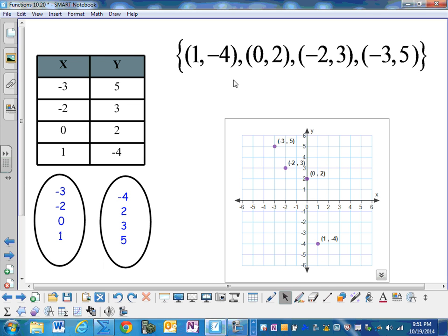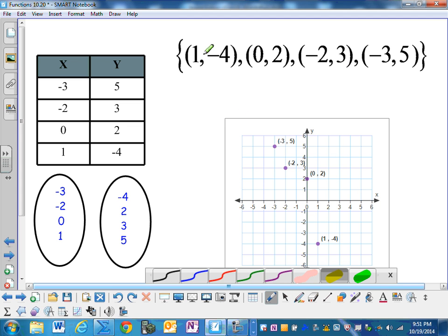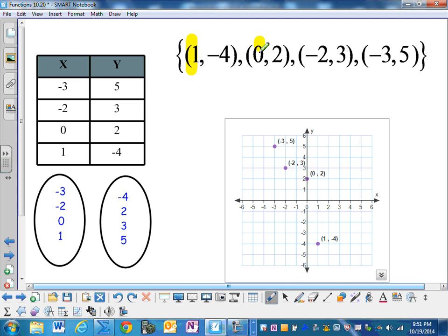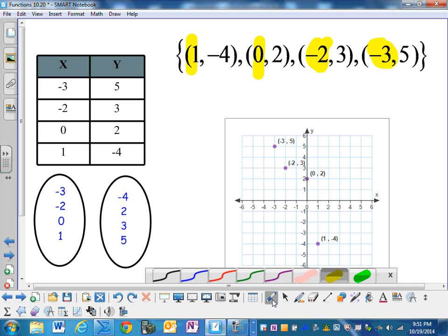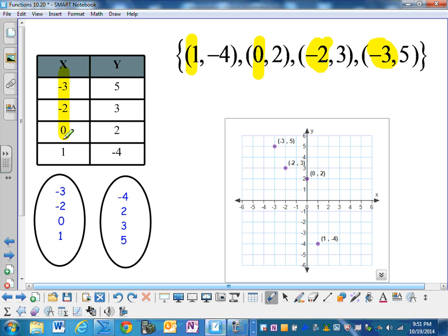Here I have a set of ordered pairs that I would like to represent in a table, in a mapping, and a graph. So the first thing I do, I'm going to represent it in a table. I'm going to look at my x values, 1, 0, -2, and -3. I'm then going to take those numbers and list them from least to greatest, the x values, and then write my corresponding y values.